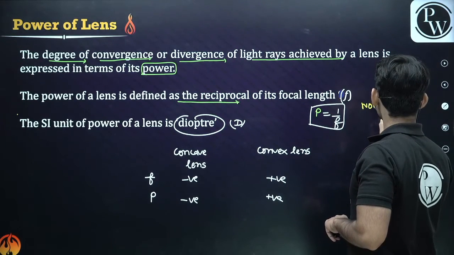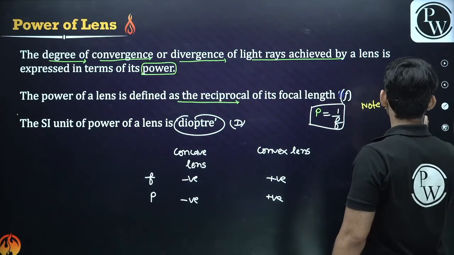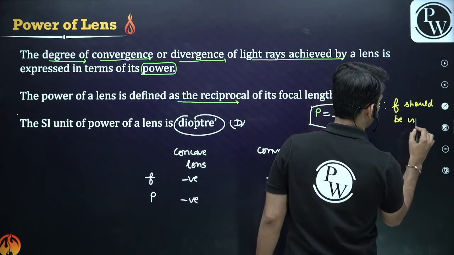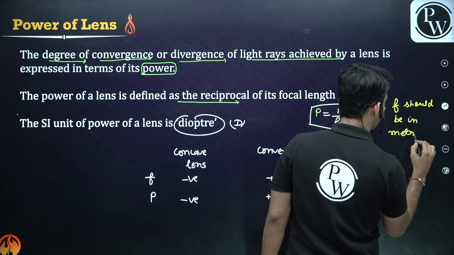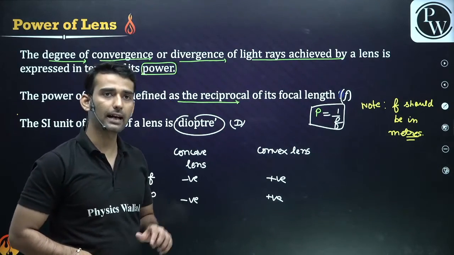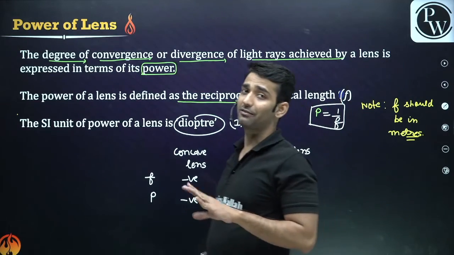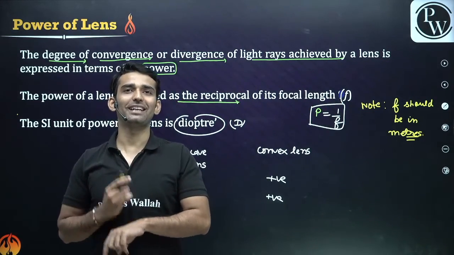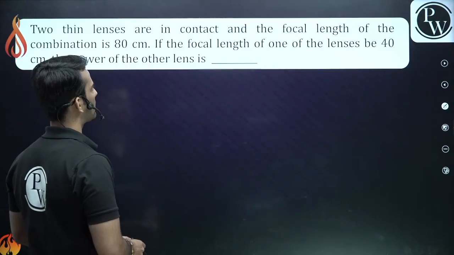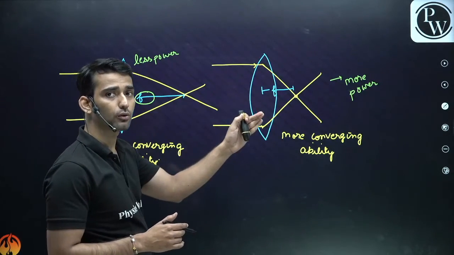Okay guys, now there is a note. You have to convert focal length in meter. In this formula, F should be in meter. Then you will calculate the power. I will make you solve one question, don't worry. Focal length should be in meters. Like if it's 20 centimeter, it would be 20 by 100, 1 by 5 meter. So you have to convert the focal length in meter before calculating the exact power. Clear?